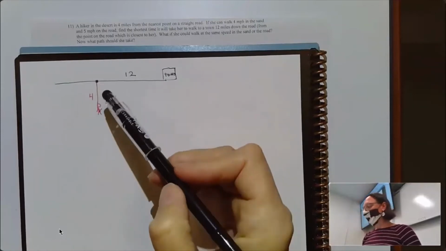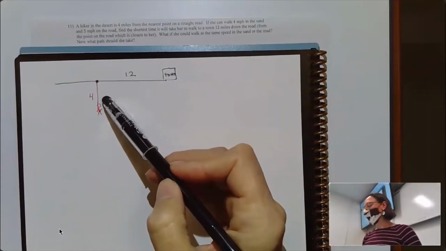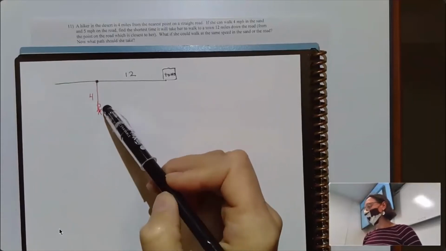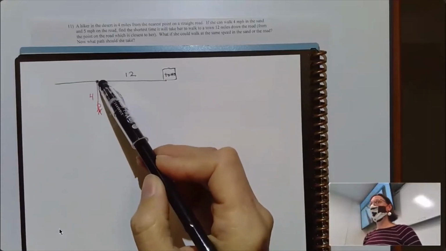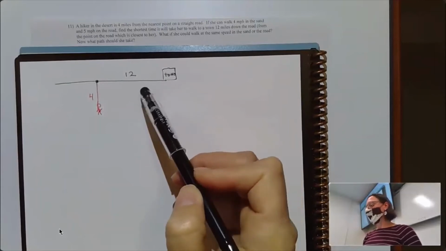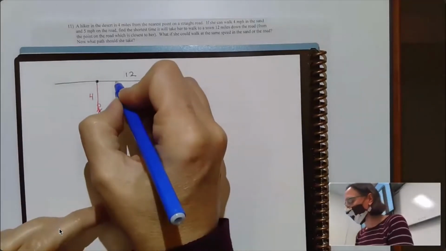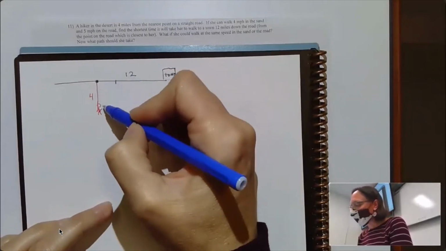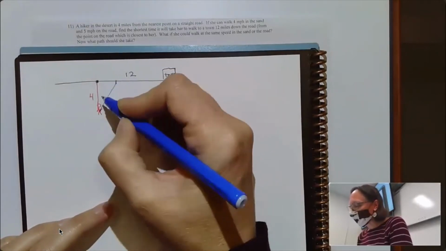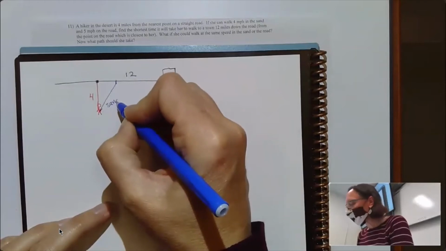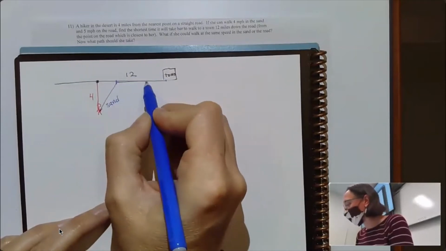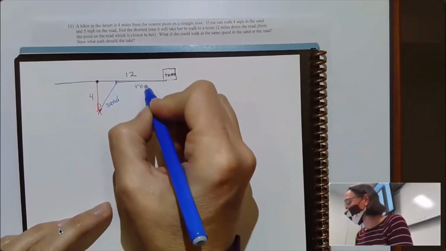So if she walks slower through the sand than on the road, then there's some optimal place to target over here so that part of that time is spent on the sand and part of that time is spent on the road.